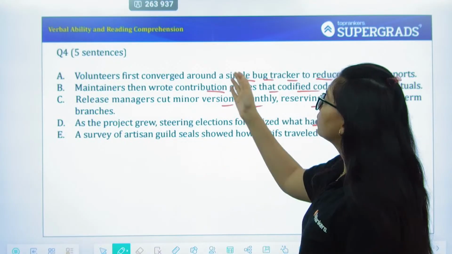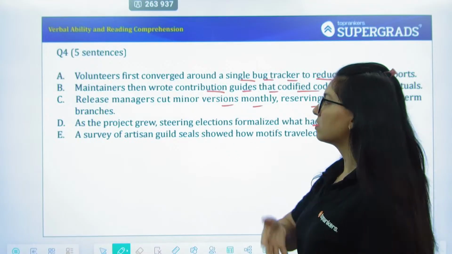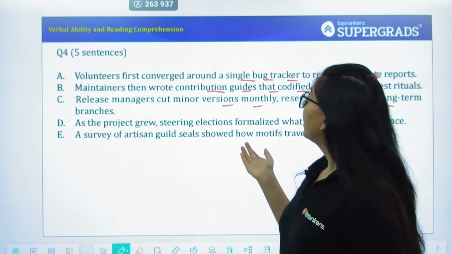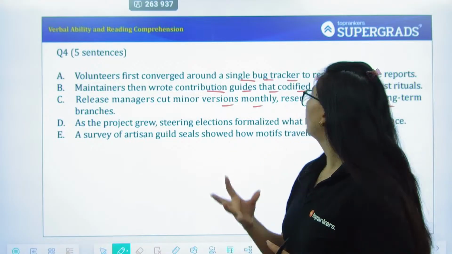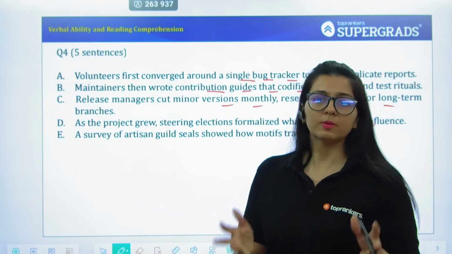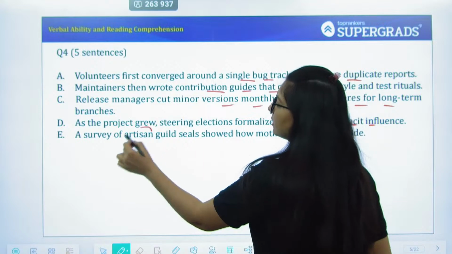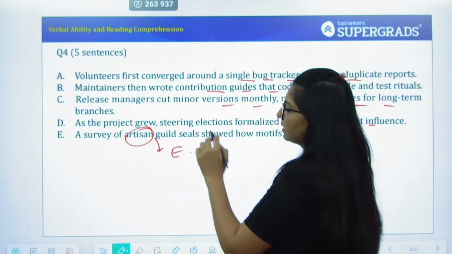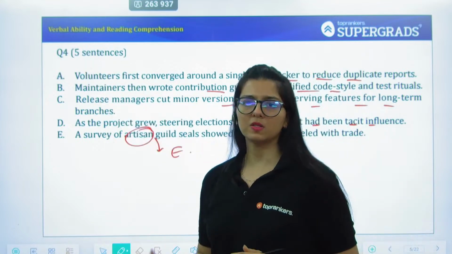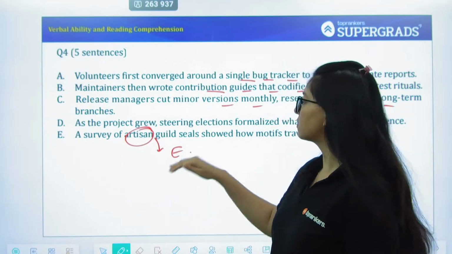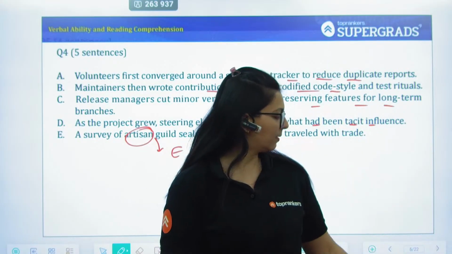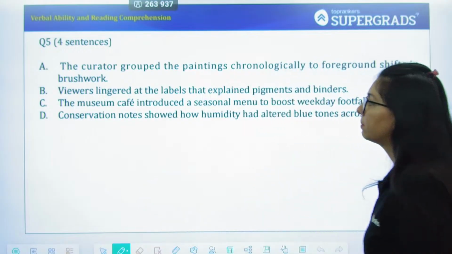So, of course, you know that while all of these are about the managers, the project, and the volunteers, and how all of these codified code style rituals were maintained, the one thing that speaks about the artisans will have to be the odd sentence. So I don't even have to bother about making a series here because I know that by default, this is what will have to be the odd statement here. Let's get on to the next one, please.